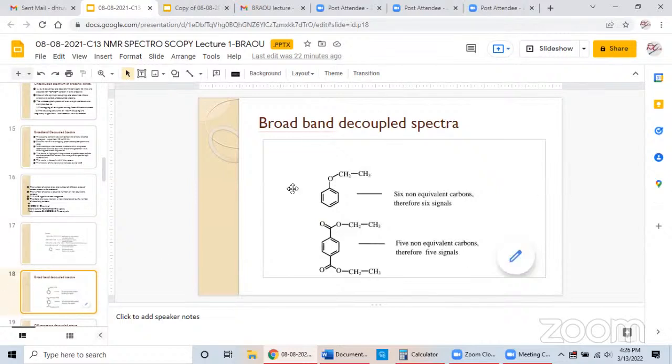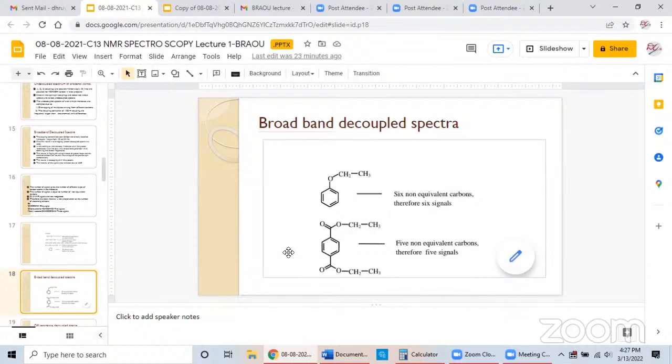And next, the broadband decoupled spectrum of this one, ethyl phenyl ether. Here you see, how many are there? 1, 2, then the ipso carbon, then the one which is attached to oxygen, and these two are the same. So 1, 2, and ipso carbon 3, 2 ortho carbons 4, 2 meta carbons 5, and this one para carbon 6. So overall 6 non-equivalent carbons are there, therefore 6 signals are obtained.